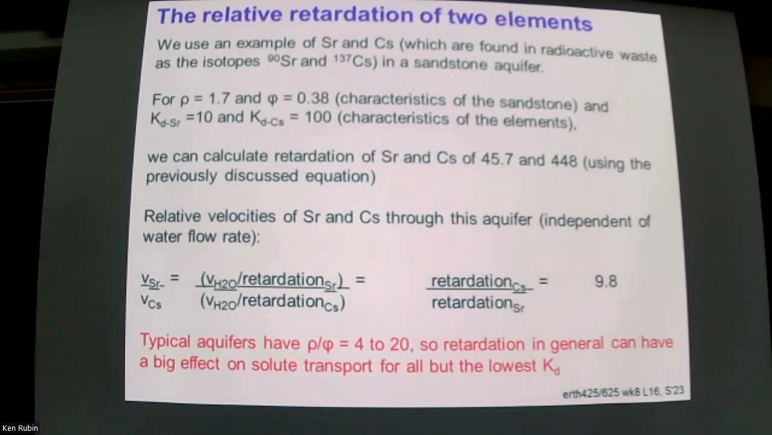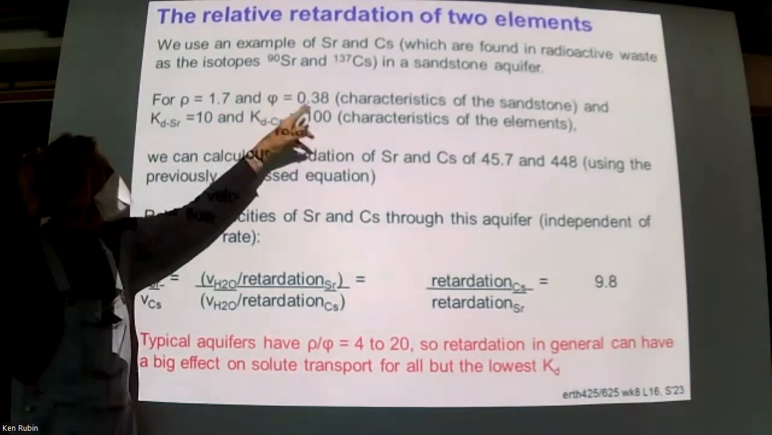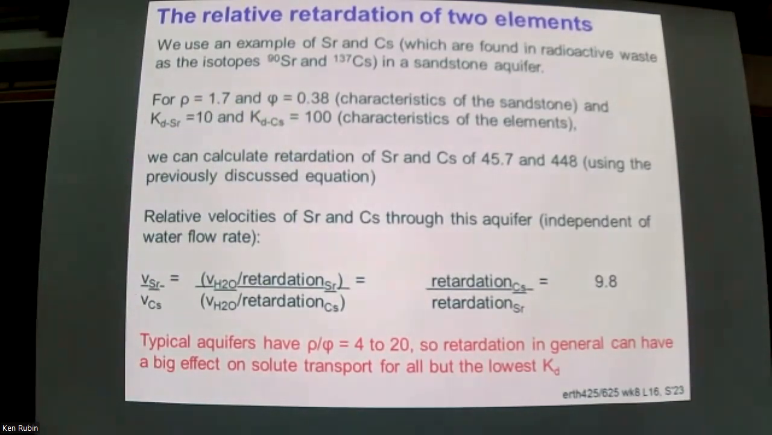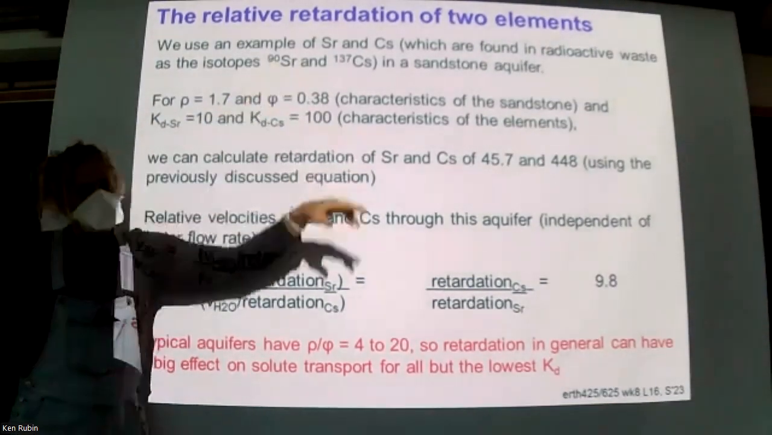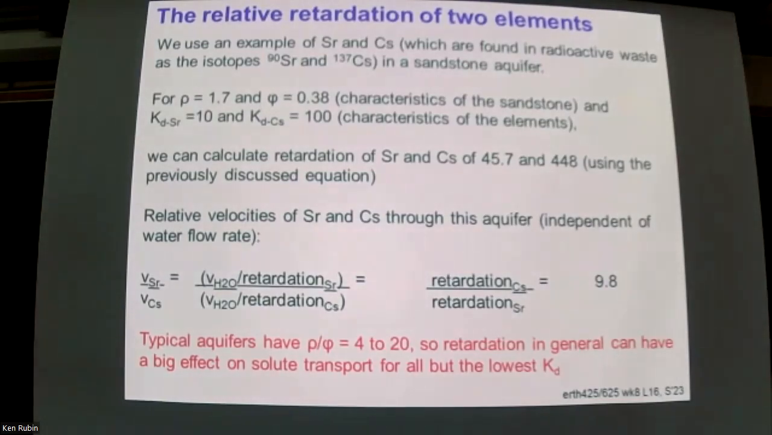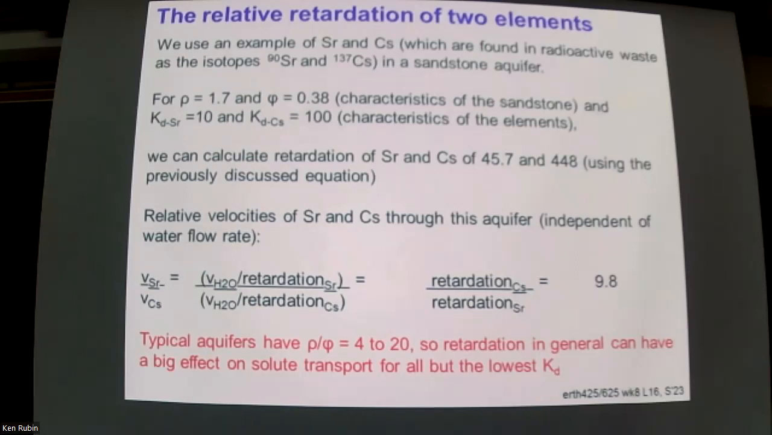Okay, so this is the concept of relative retardation. This is looking at the retardation between two different chemical elements. So I've given you another example, a slightly different density and a slightly different porosity, higher porosity, lower density than the last example, just to change up the numbers. And we put in a couple of elements, strontium and cesium, with their respective radioactive nuclide isotopes that we might find, for instance, in a power plant or a fuel processing facility.